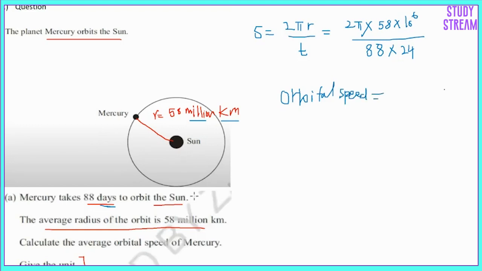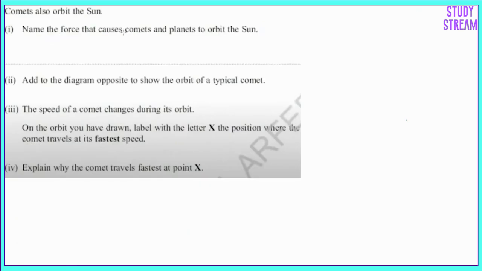Okay, what is your orbital speed for Mercury? And give it in kilometer per hour. So what is the unit? What do you guess for the answer? 173 times 10 to the power of 3. Okay, good. Everyone understand the answer, right?